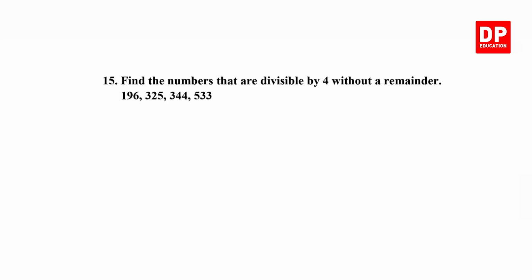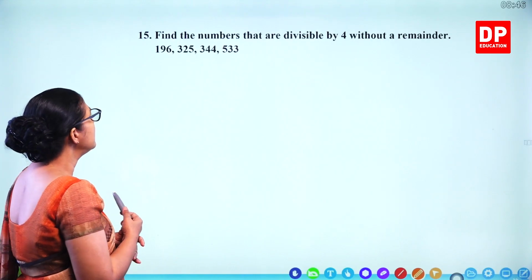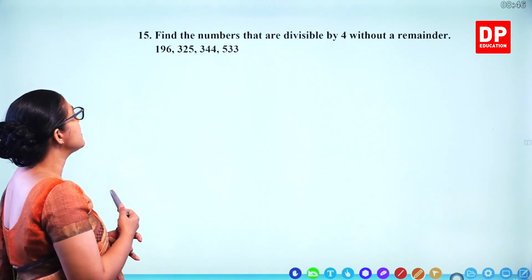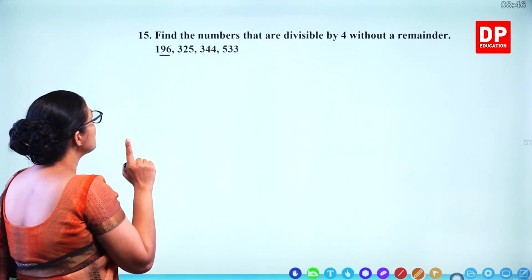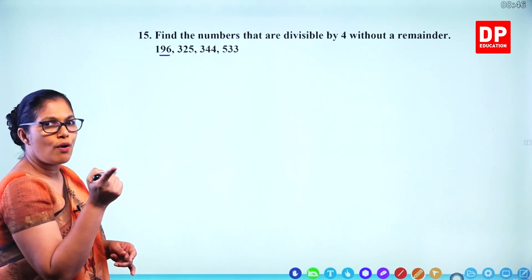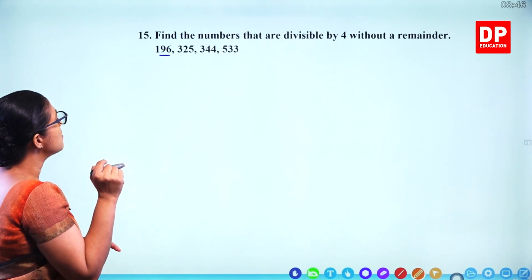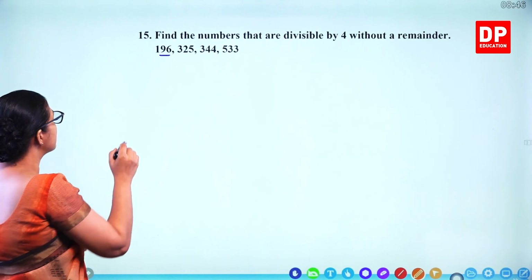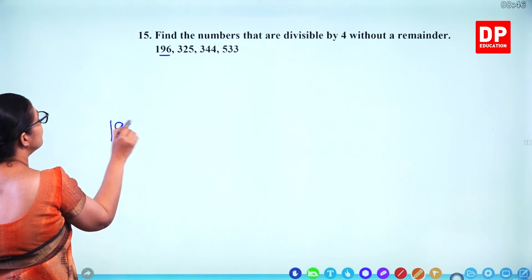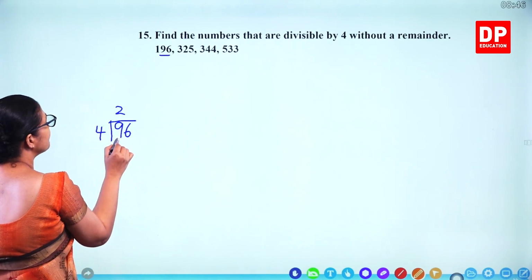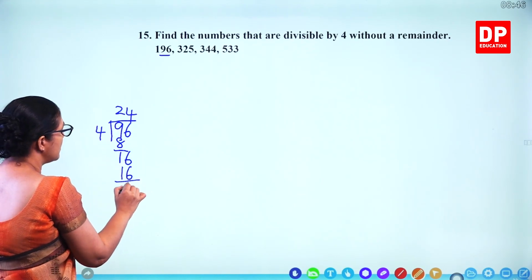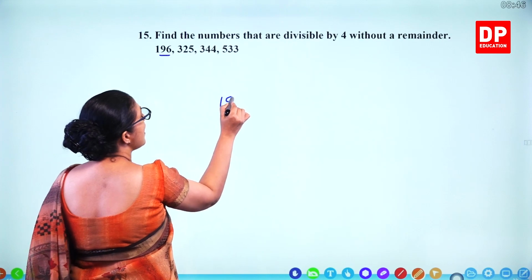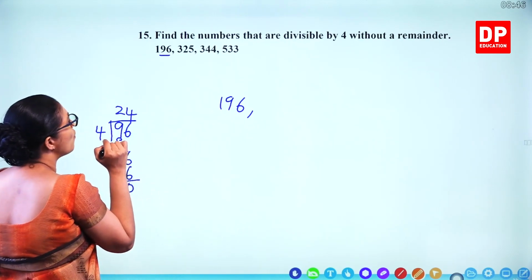Question number 15. Find the numbers that are divisible by 4 without a remainder. How do you identify whether a number is divisible by 4? You take the last 2 digits. If the last 2 digits are divisible by 4, that means the number is divisible by 4. 96. Can you divide by 4? 8. Yeah, so it's divisible. So that means 196 is divisible by 4.